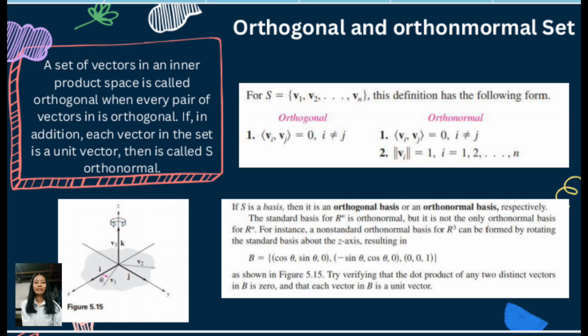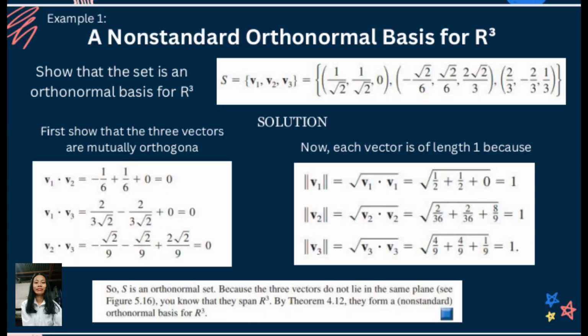Orthogonal and orthonormal set. A set S of vectors in an inner product space is called orthogonal when every pair of vectors in S is orthogonal. If in addition, each vector in the set is a unit vector, then S is called orthonormal. Example 1. Show that the set is an orthonormal basis for R3.